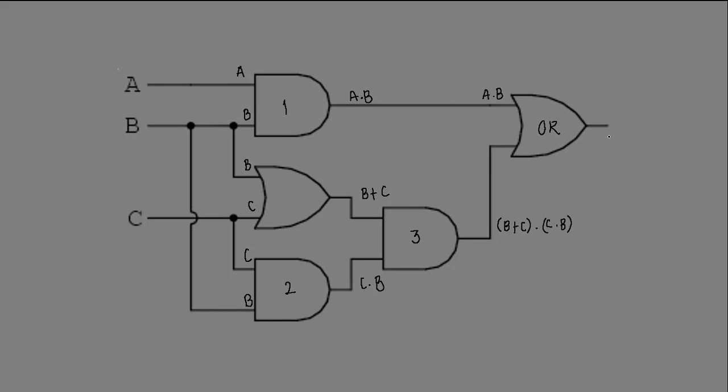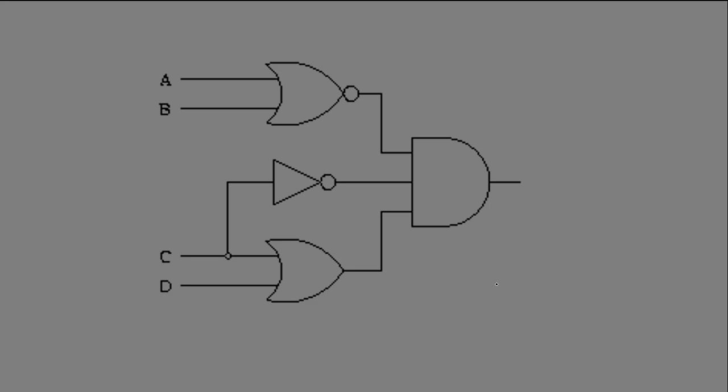So the output of the OR gate is obtained by placing a plus sign between the two inputs. So the two inputs are this. So the Y output will be A dot B as the first input plus the second input, this entire expression, that means B plus C dot C dot B. Right, so this is the Boolean expression representing this circuit. Now let us see the next one.